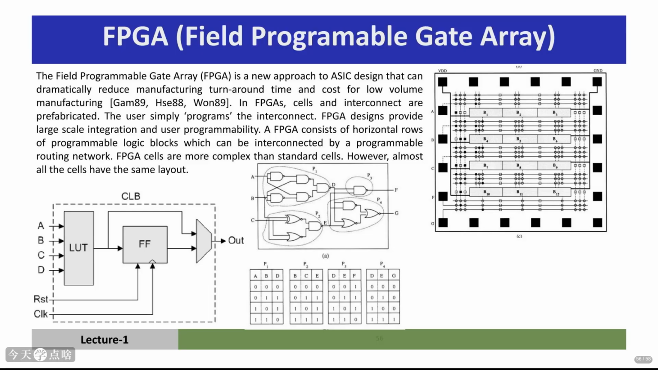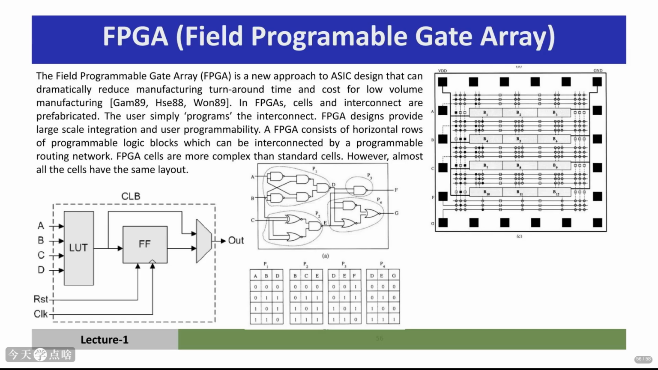Finally, we have FPGAs, field programmable gate arrays. These are highly flexible, programmable devices. They consist of a grid of configurable logic blocks, CLBs, and a programmable interconnect network. Users can program the interconnect to implement different logic functions. FPGA cells are more complex than standard cells. They offer rapid prototyping and reconfiguration, making them ideal for low-volume production or applications where flexibility is key.